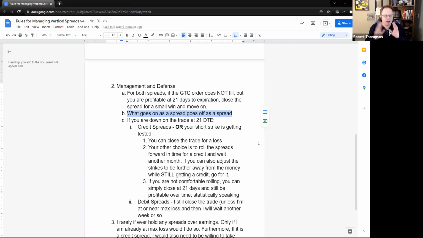So when I close these spreads and I get out of these spreads, I don't leg in or out of them because, again, there's no statistical advantage to it. What goes on as a spread comes off as a spread, gets defended as a spread, gets rolled as a spread, whatever. I don't leg in and out of things, me personally. Any questions on that?